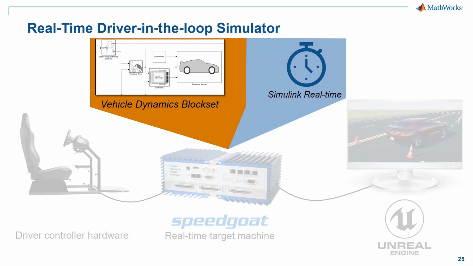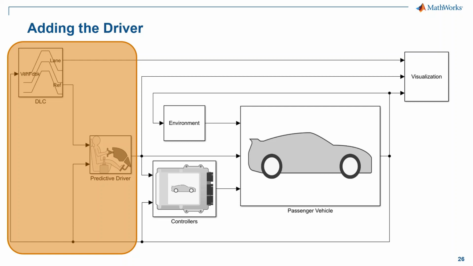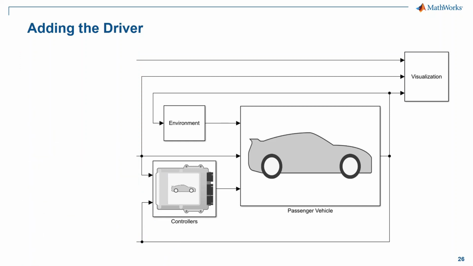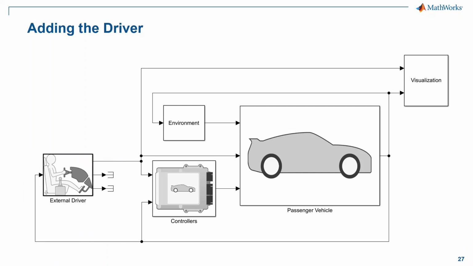Now let's take a look at how we can transform the vehicle dynamics model that Mike presented into a driver in the loop simulator. Mike showed a double lane change vehicle dynamics model, but for our driver in the loop simulator application, we will not need the maneuver or the predictive driver that Mike showed. So let's cut those parts out. What we would need is an interface to an external driver. So let's add that part.